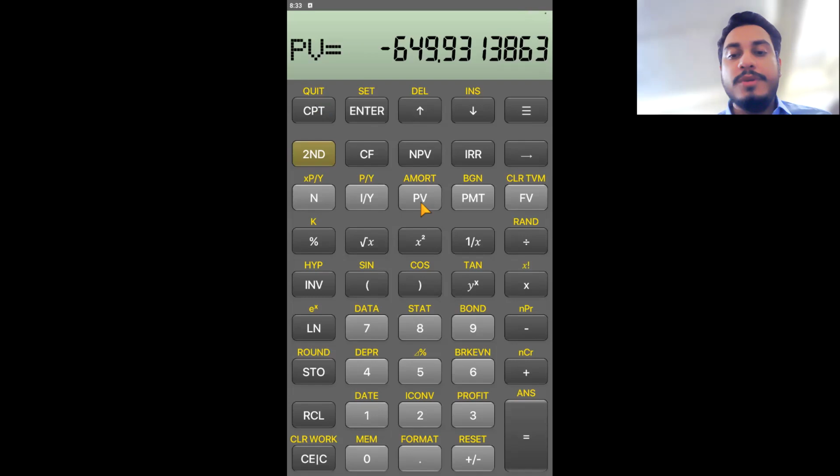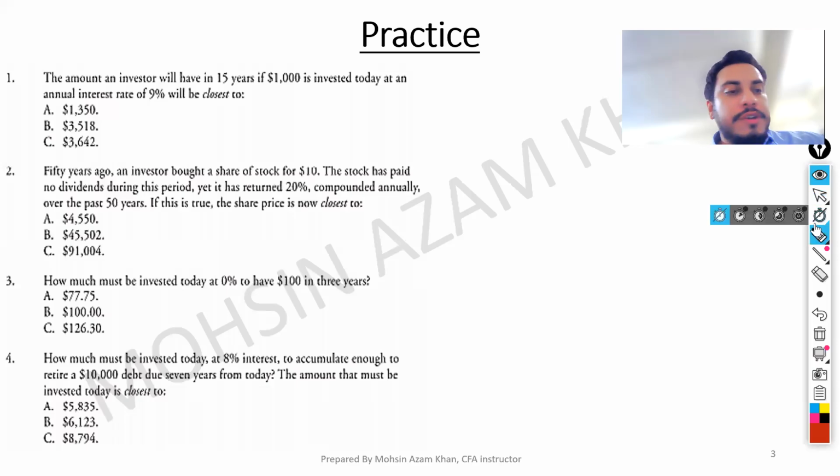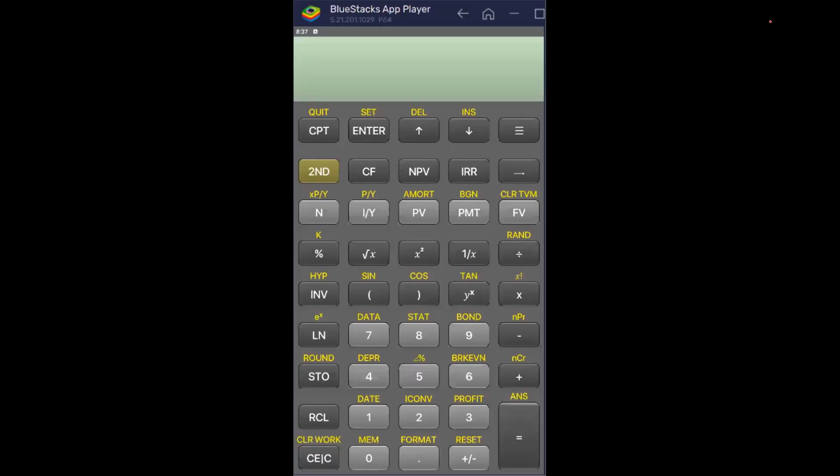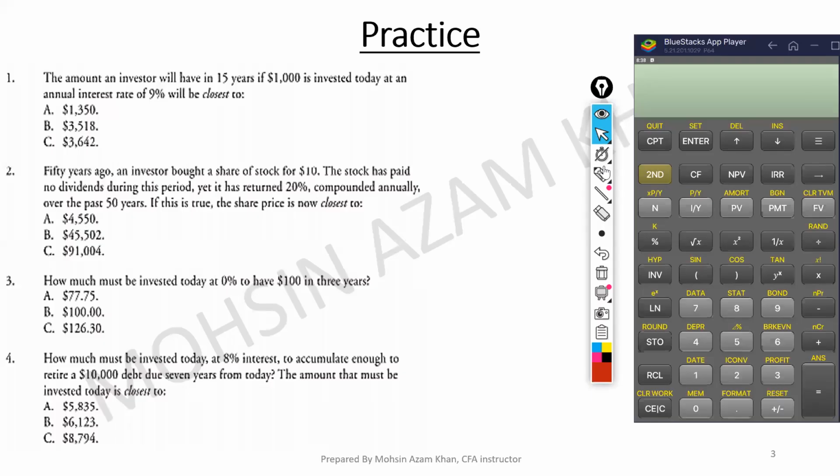Let's do some practice on it. Let's try these four questions over here. The first question says: the amount an investor will have in 15 years if 1,000 is invested today. It is invested today, so this becomes the present value. It is being invested today, 1,000.